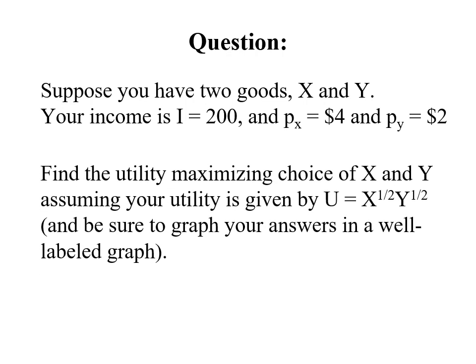The question is to find the utility maximizing choice of X and Y, assuming your utility is in the form of a Cobb-Douglas utility function, particularly that utility is equal to X to the 1/2 times Y to the 1/2. After you've solved for X and Y, be sure to graph your answer in a well-labeled graph. Let's first start by taking a look at the general solution to utility maximization problems.